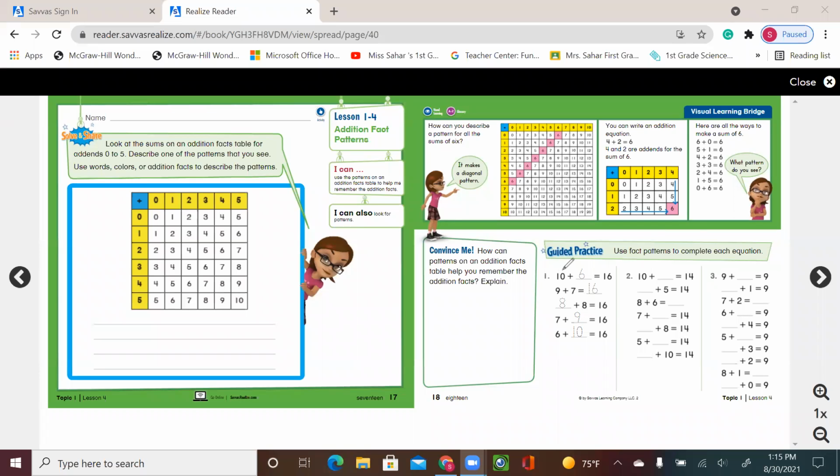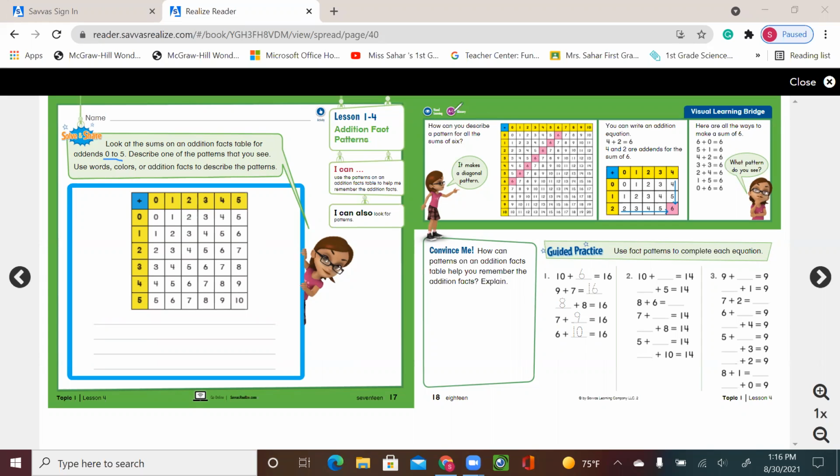All right, second graders, new math lesson. We are in lesson 4, page 17. So addition fact patterns. All right, let's see here. Look at the sums on an addition facts table for addends 0 to 5. Describe one of the patterns that you see. Use words, colors, or addition facts to describe the patterns.